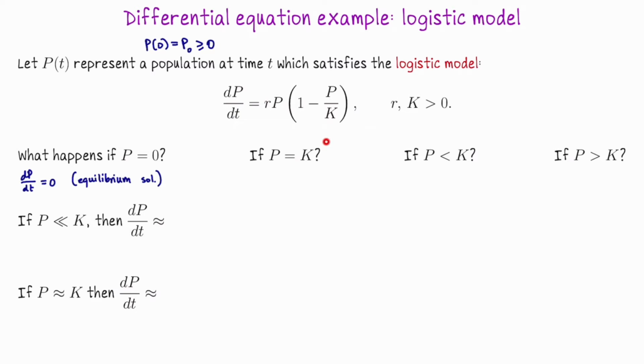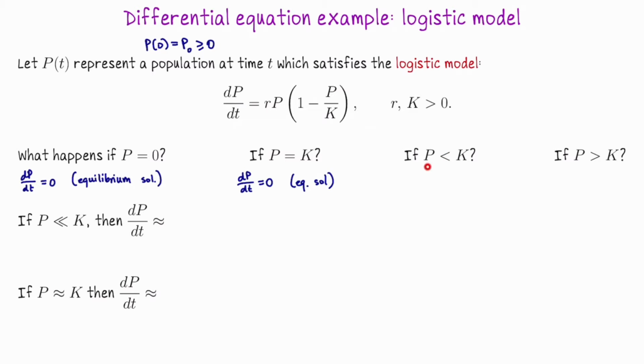Something interesting happens also if P equals K. If you plug in K for P, then P over K is 1, so this whole second term becomes 0. So we'd have r times K times 0, which means the derivative is also 0. dP/dt when P is K is 0, and again, that's another equilibrium solution. Regardless of time, if the population is K, we're not going to change.